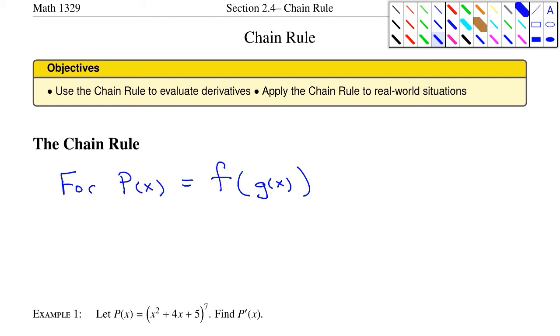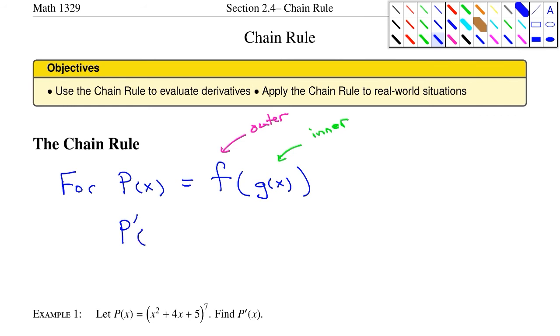This f is the outer function, and the g is the inner function. So an example of something like this, you can see right there in example number 1. You have x squared plus 4x plus 5 raised to the 7th. Raising something to the 7th is an outer function because it's what you do after you do the inside, being x squared plus 4x plus 5. So how do we find the derivative of this?